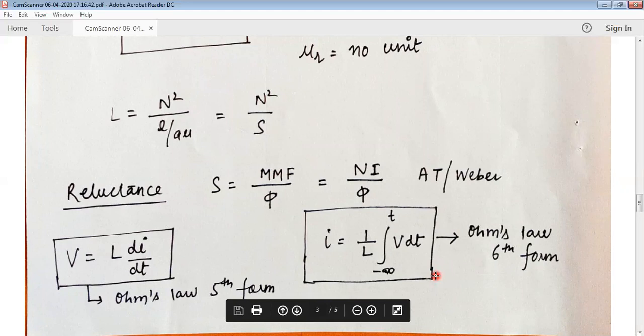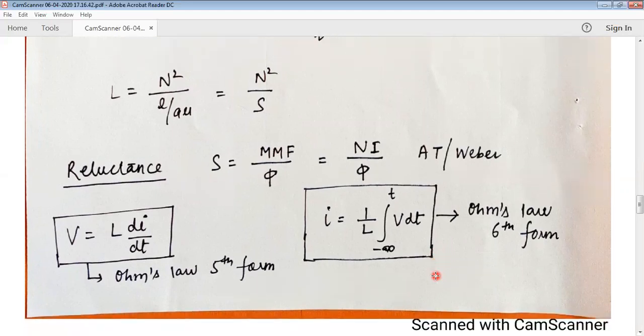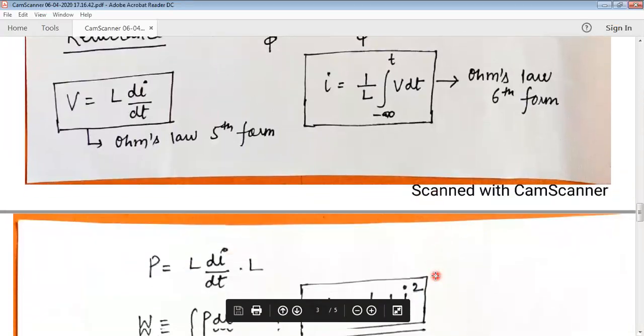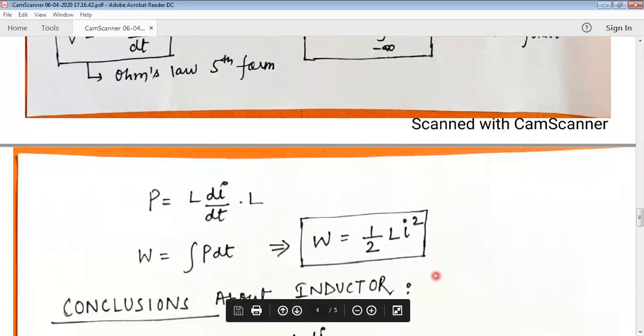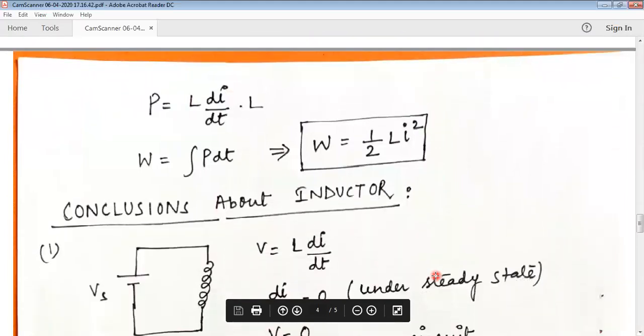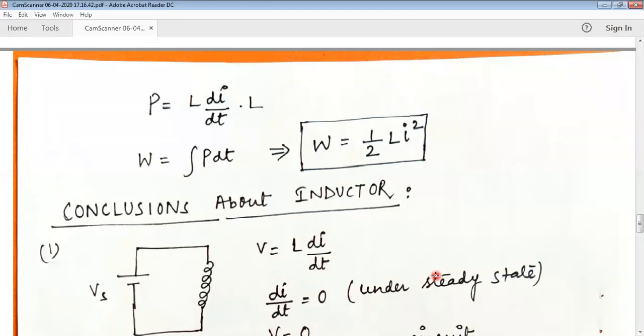That is the kinetic energy. An inductor stores energy in the form of a magnetic field. Also, the power dissipation in an ideal inductor is equal to 0. An inductor doesn't dissipate or consume any power. For an ideal inductor, the power dissipation is 0 because the resistance is 0. That's why power dissipation for an ideal inductor will be 0. And an inductor stores energy in the form of a magnetic field.